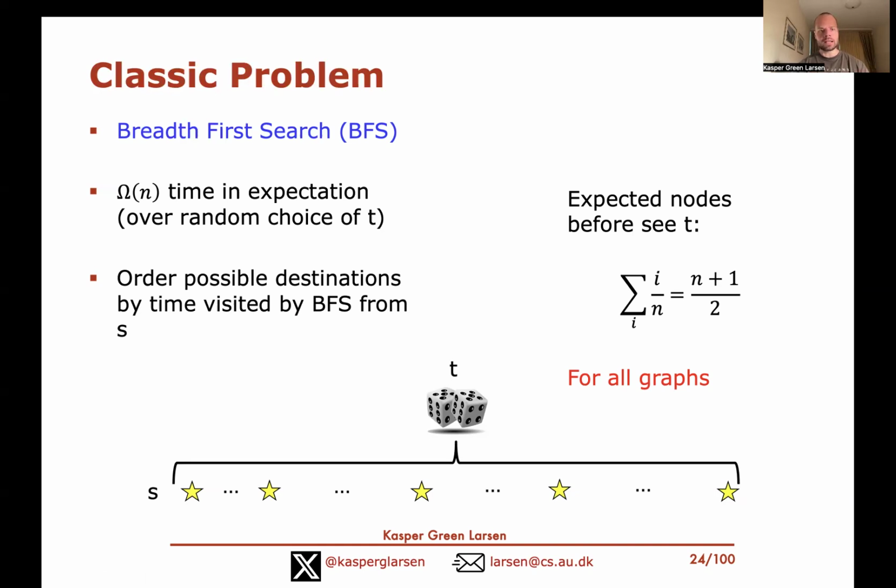So no matter what graph I take, if I fix a source, I run breadth-first search and pick a random destination, I will expect to visit a linear number of vertices before I get to the destination, right? So nothing better that we can hope for with breadth-first search. Okay.